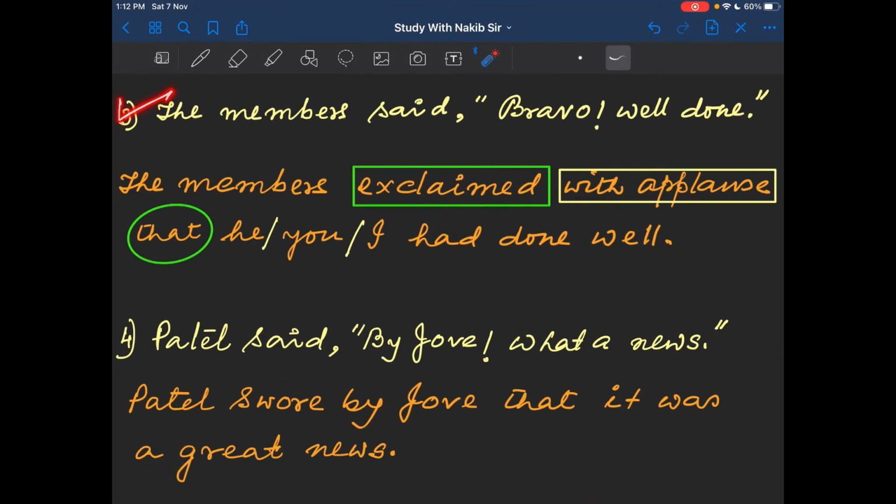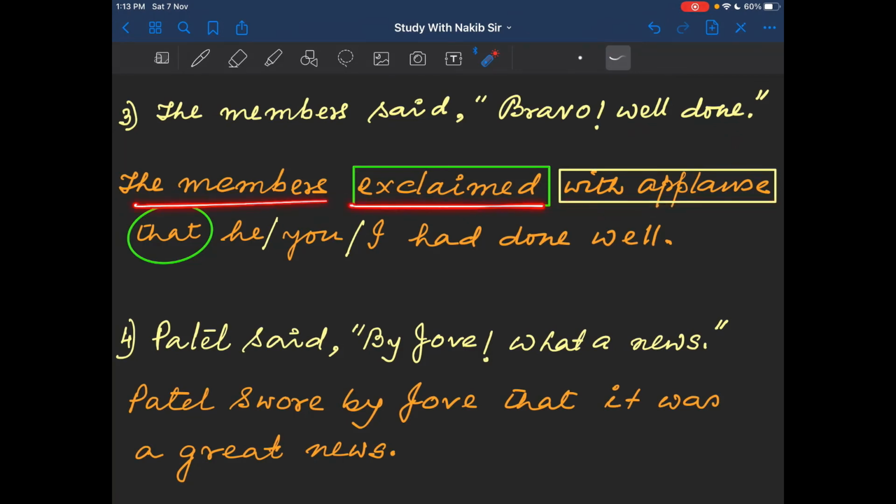Example number 3. The members said, "Bravo, well done." See, bravo, it's one kind of praise. So change the reporting verb to exclaim or cry out as you like, and with it use with applause, with praise, or eulogy. Okay, so your answer will be the members exclaimed with applause.